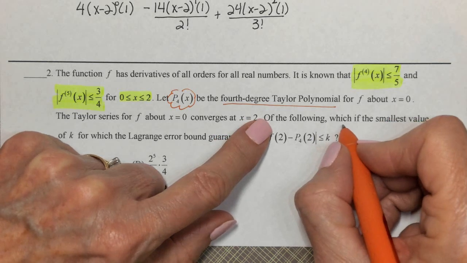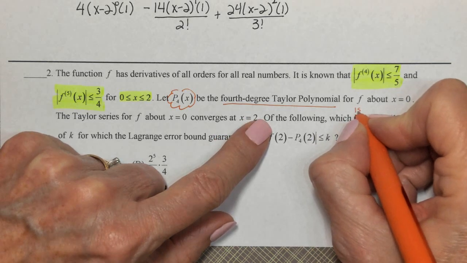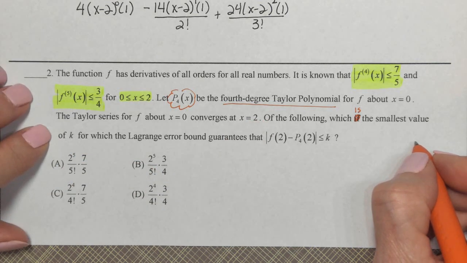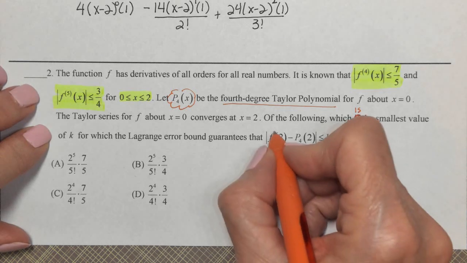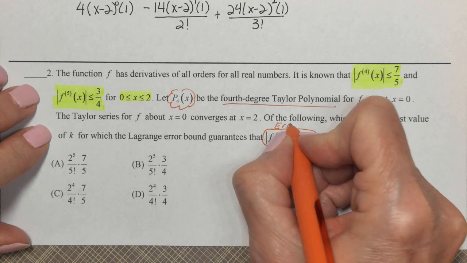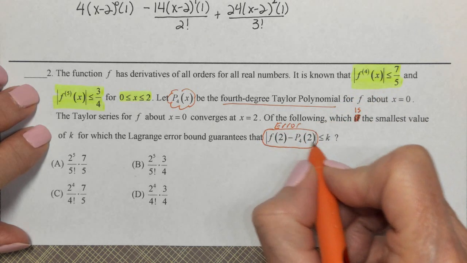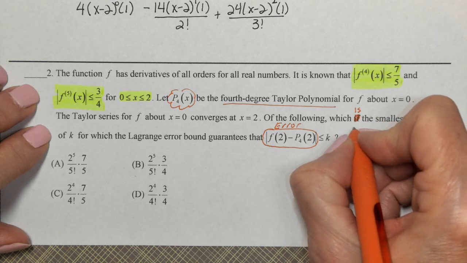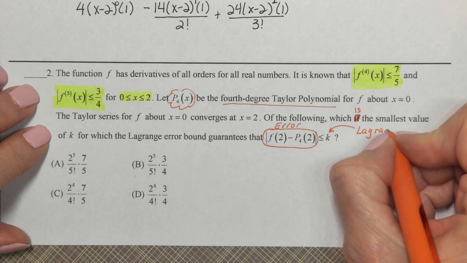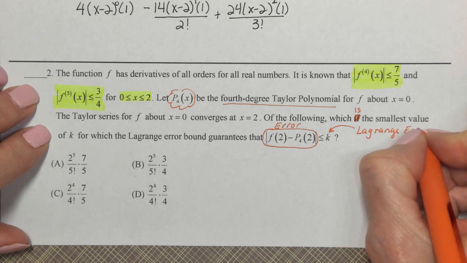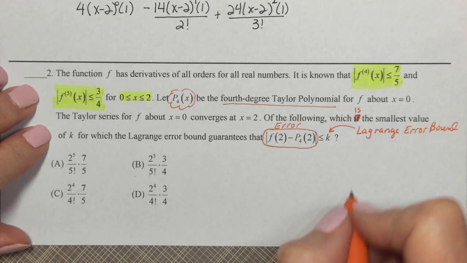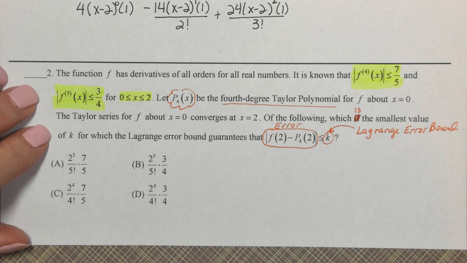Of the following, which is the smallest value of k for which the Lagrange error bound guarantees that the error in the approximation, this is just another way to say error, the error is less than or equal to k. They tell me to use Lagrange. This will be the Lagrange error right here. Okay, that is going to be our Lagrange. K is our Lagrange error, and that's what we're finding.